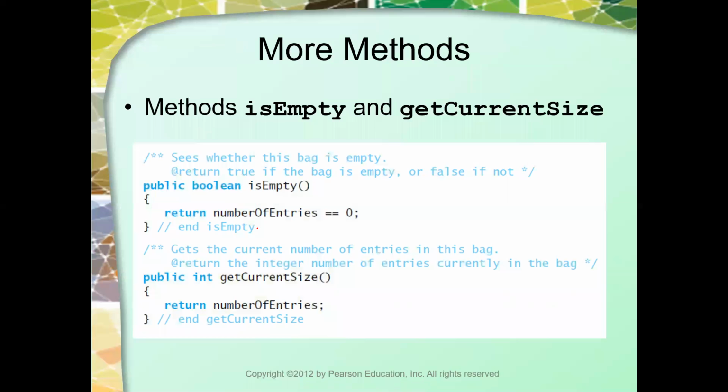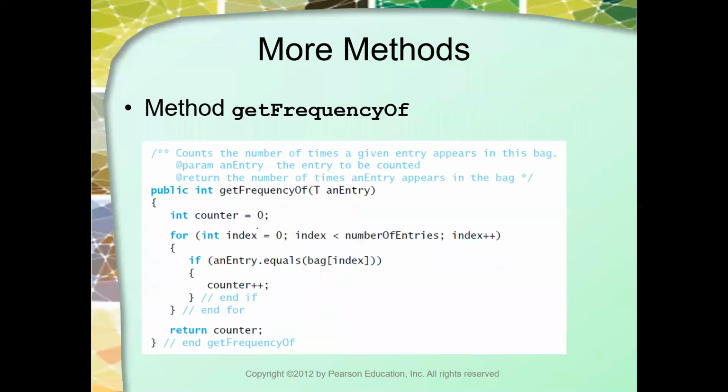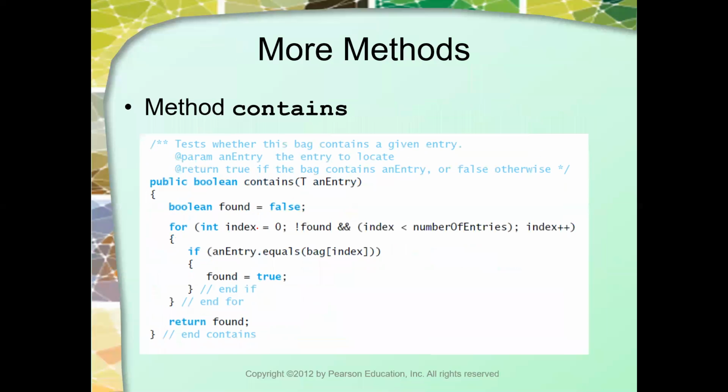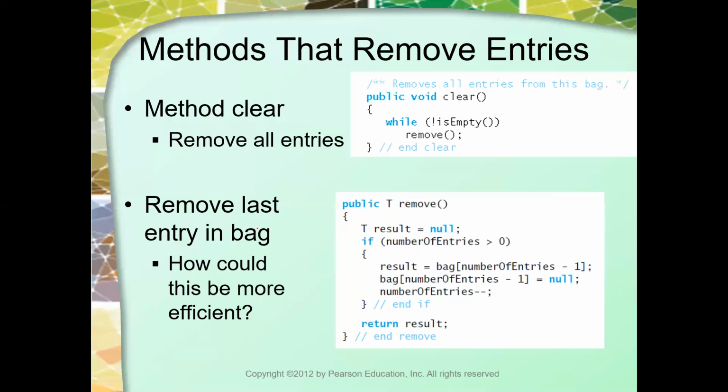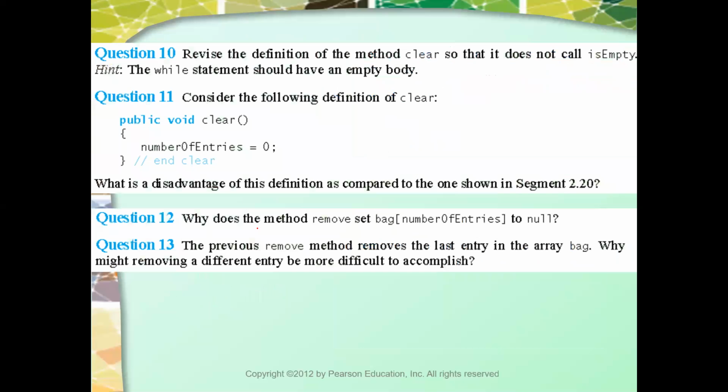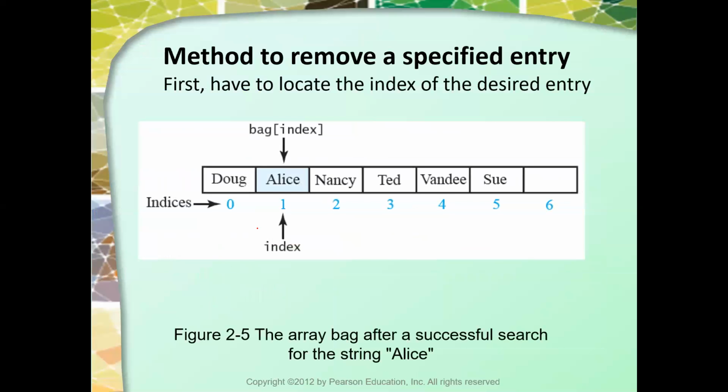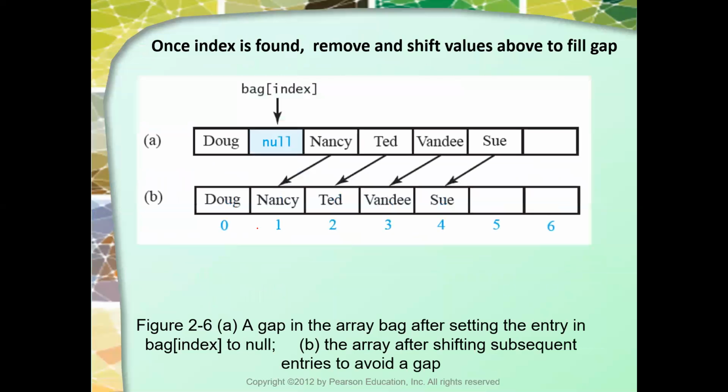There's a little about the isEmpty method, getCurrentSize, getFrequencyOf is counting how many, contains is checking to see if something is in there. Like I said, you can look at those if you want. These are the methods that remove an entry. It's a good idea for you to try it without looking at the answers, but if you need to, then you can check them out.